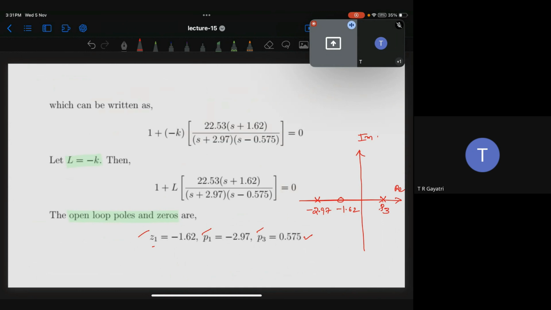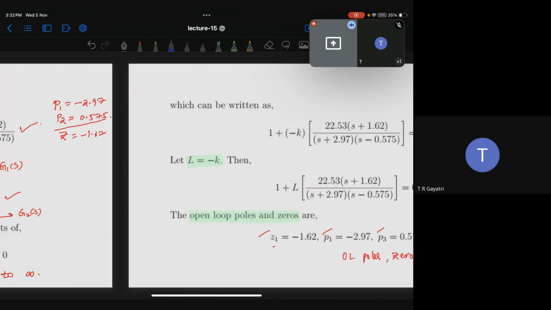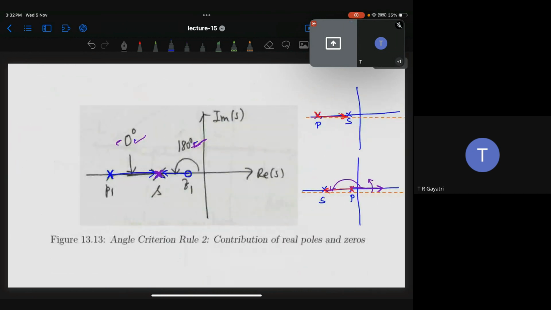Is this clear? Yes, sir. So these are the open loop poles and zeros. This is our first step for drawing the root locus. First, we will put the open loop poles and zeros on the S plane. Then the second step, as I said, is this point.